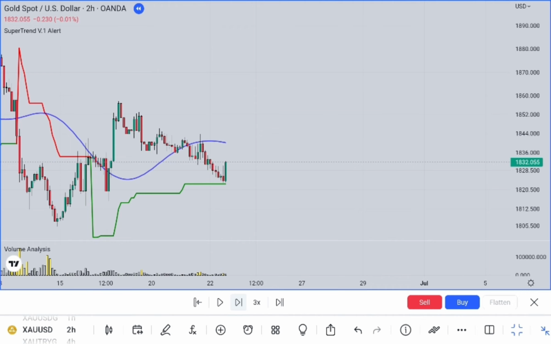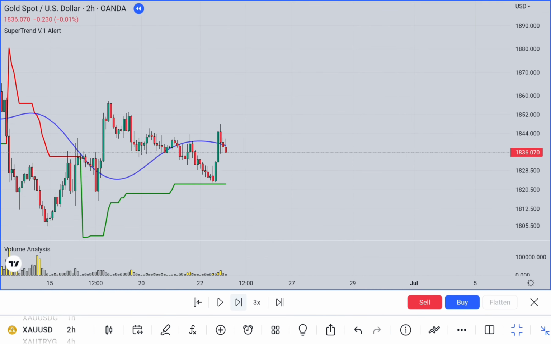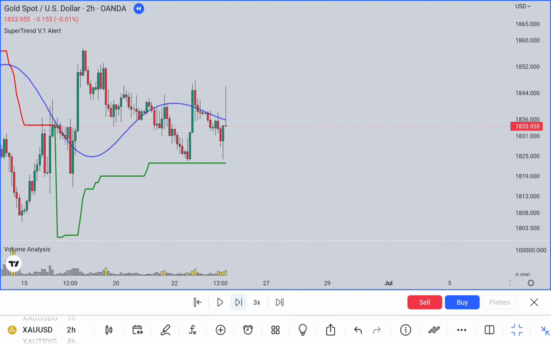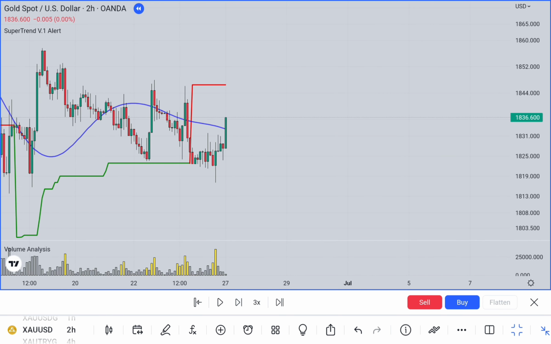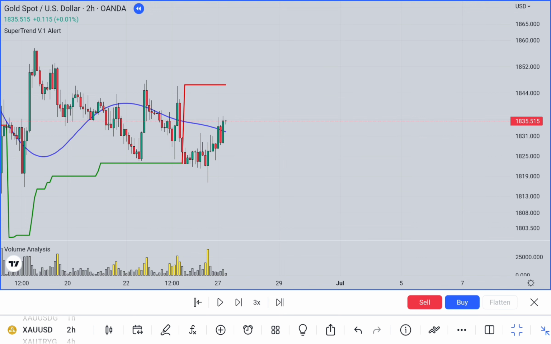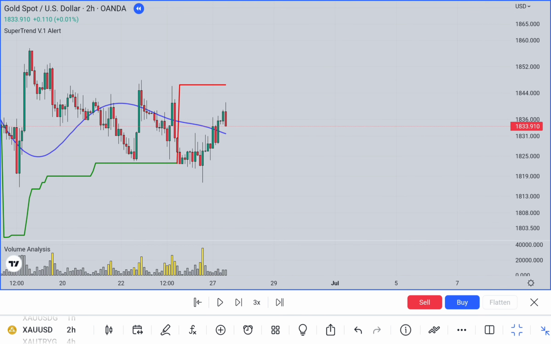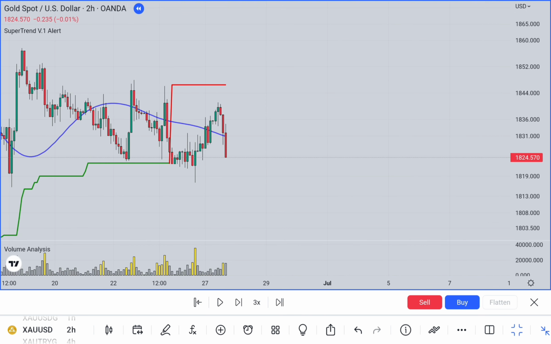Now let's look at the short position example. Yes, all the conditions we wanted were fulfilled here. Let's take a quick look.